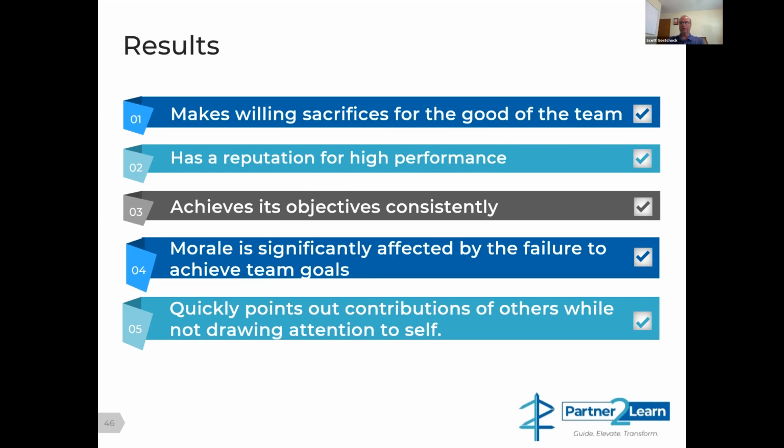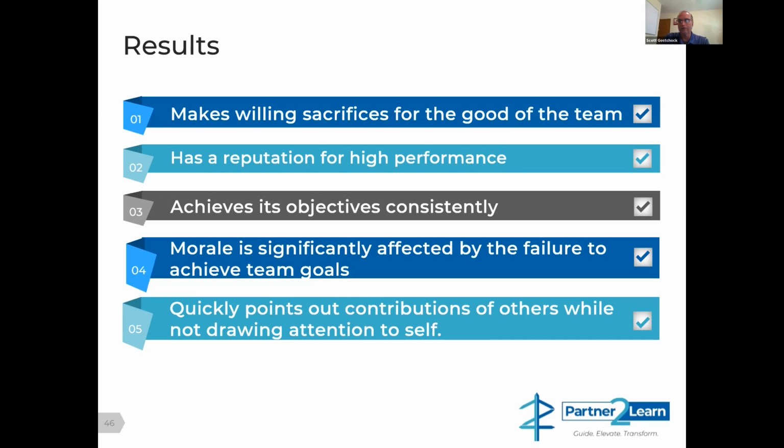So again, if a team is really focused on team results, here's what you'll see. You're making willing sacrifices for the good of the team. You know, someone's willing to give up part of their budget to help another area, or some of their time to stay late to help someone else. You have a reputation as a team for high performance. You consistently achieve your objectives.